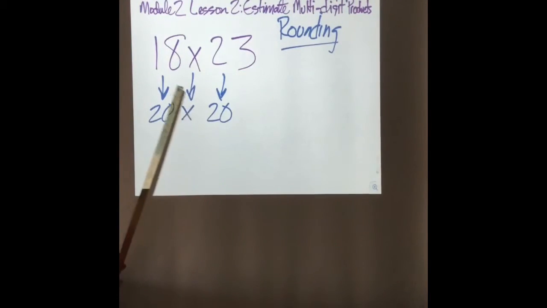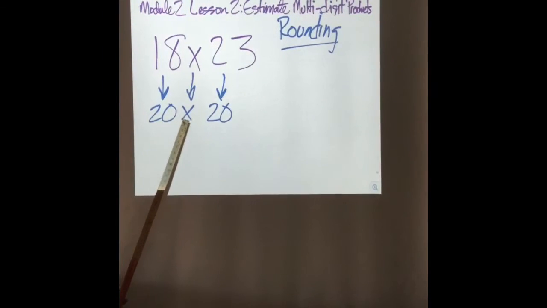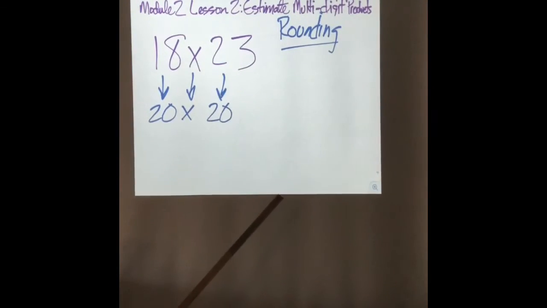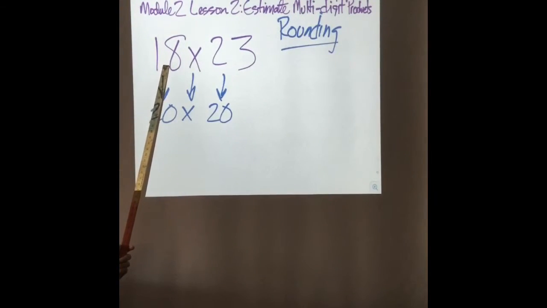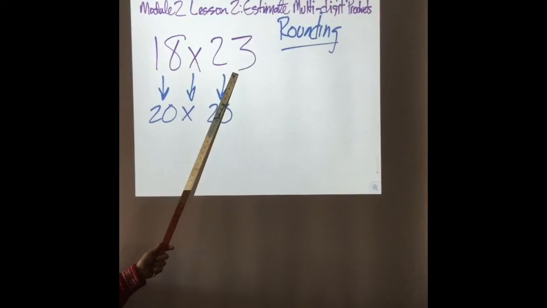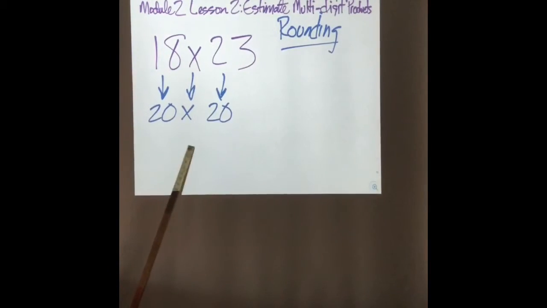Now, why did I round 18 to 20? Because it's only 2 away from 20. And why did I round 23 down to 20? Because it's not 5 or more, right? So if we have 5 or more, we round up to the next digit. And for 4 or less, we round down. I think we went over that earlier this year, didn't we?